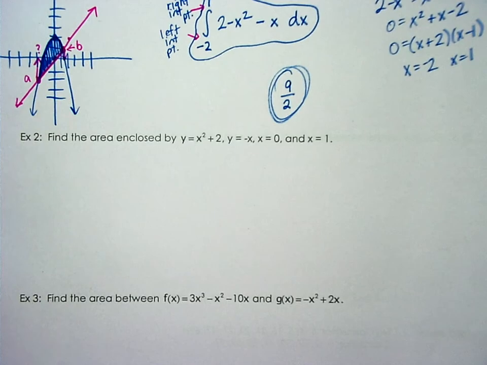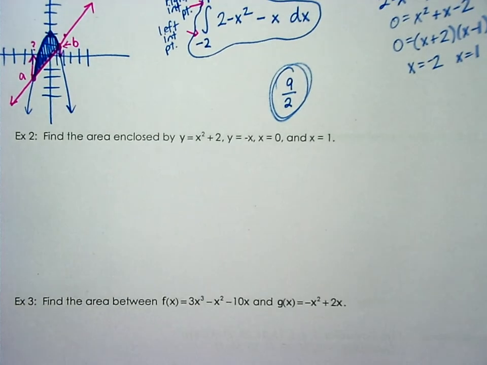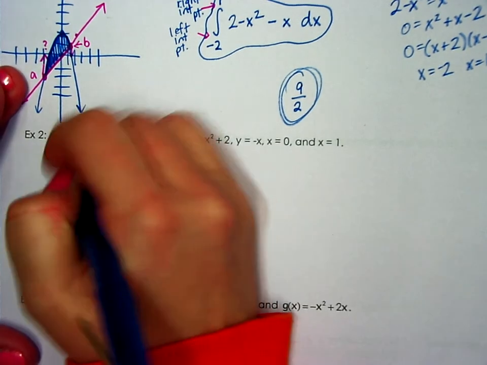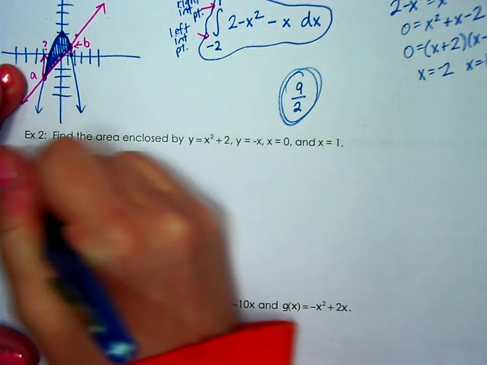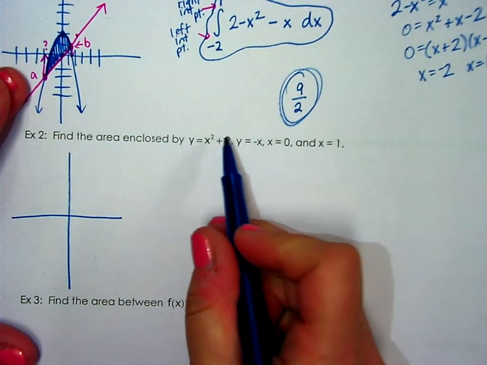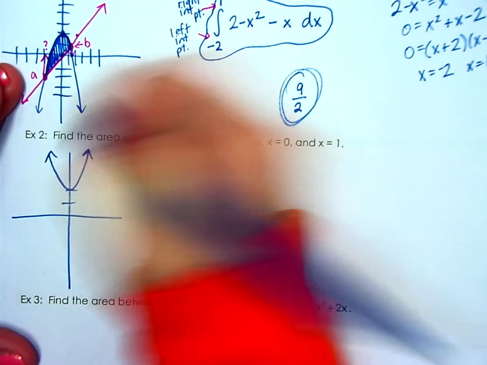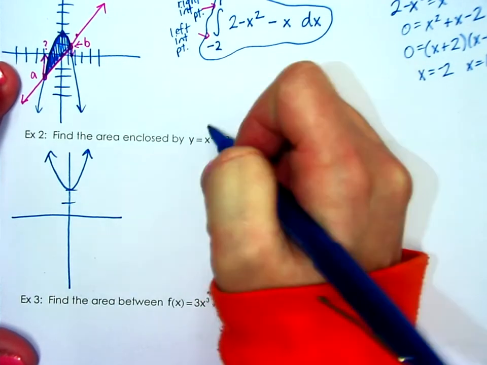We've got an area enclosed by y equals x squared plus 2, y equals negative x, x equals 0, and x equals 1. So it seems that we have a lot going on here. They've named 4 different functions for us, but you may find that it's really not that bad. So I'm going to go ahead and graph x squared plus 2. Just kind of try to do this pretty quickly. So I'll think of that as my f function for no good reason.